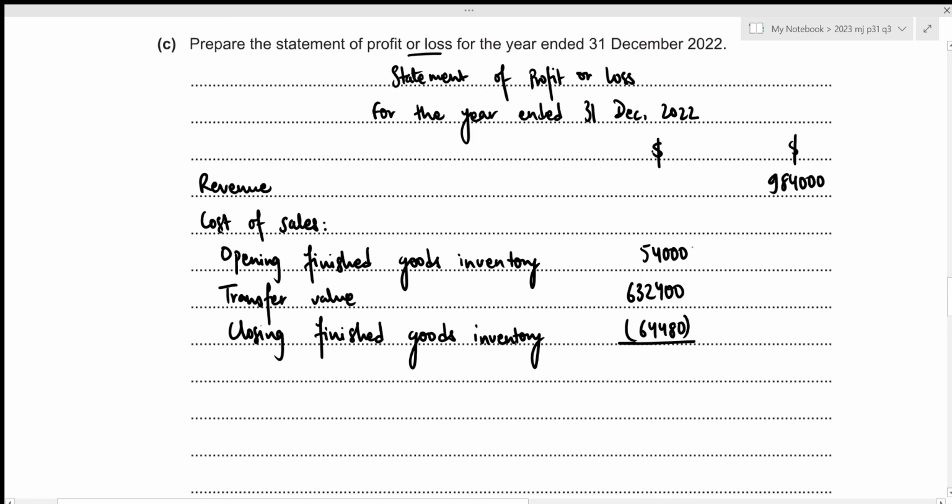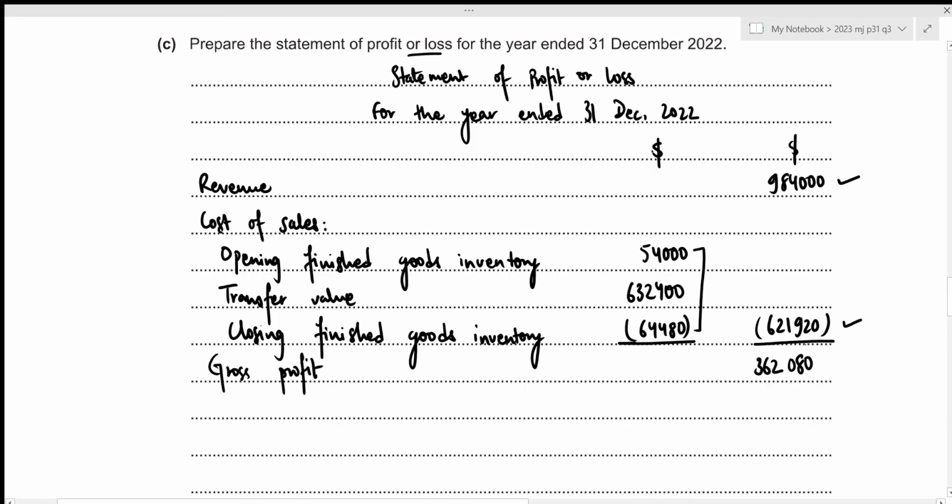Okay, let's figure out the total for cost of sales. That is just going to be 54,000 plus 632,400 minus 64,480, which results in 621,920. We now need to subtract the cost of sales from revenue in order to figure out our gross profit. So that is just going to be 984,000 minus 621,920, which results in 362,080.